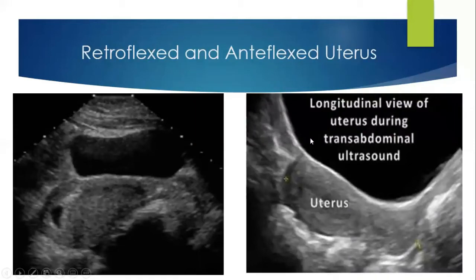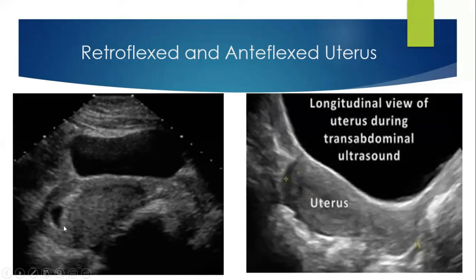Okay, see now on transabdominal scan towards the bladder, anteflexed. See urinary bladder here, fundus is going away, retroflexed. But between the vagina and the cervix, the angle is okay. This is anteverted, retroflexed uterus.